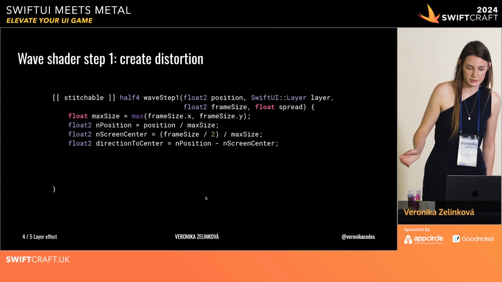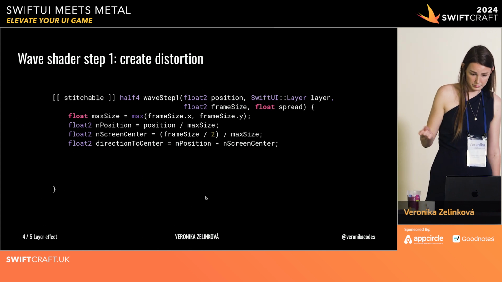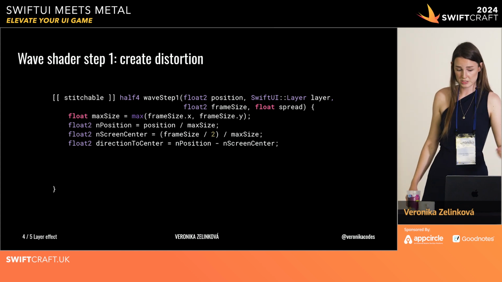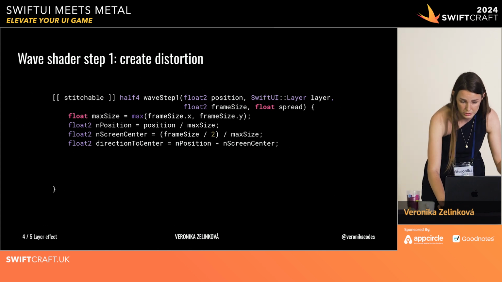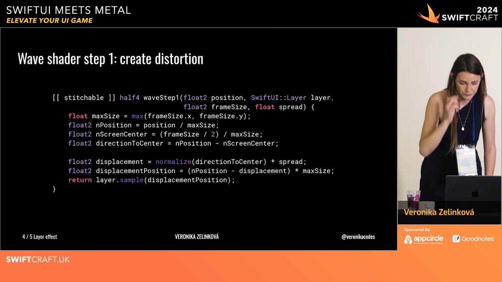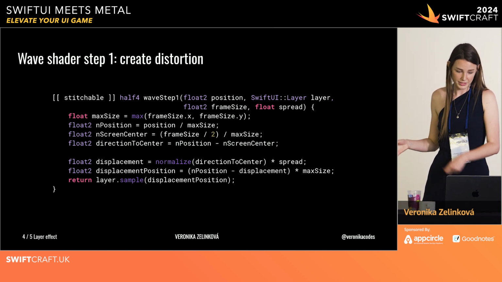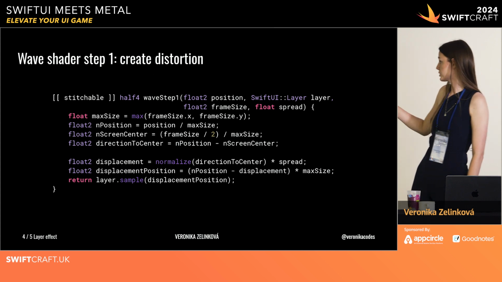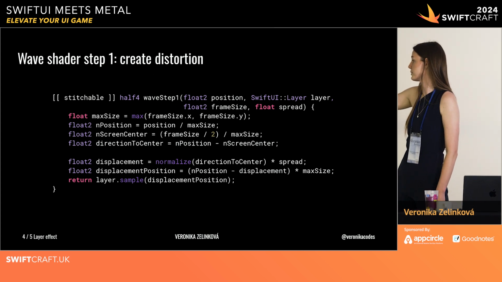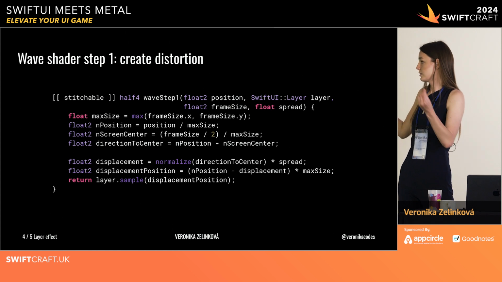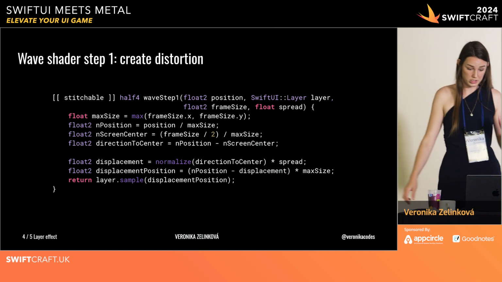We are getting here the normalized position and normalized screen center position, and we are checking the direction from our current pixel to the center. Then we calculate the displacement, which we are then sampling from the layer, and we are multiplying it by the spread, so we know how much we want to actually distort the texture.